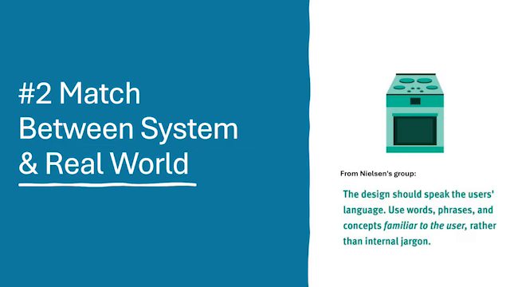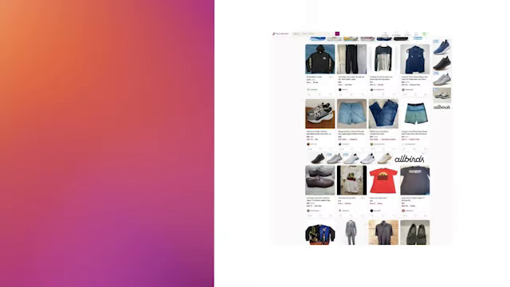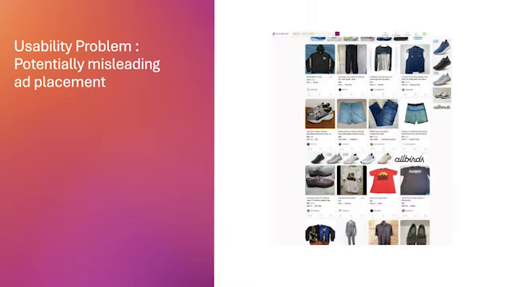Match between system and real world. Nielsen's group summarizes this principle as an application's user interface having a skeuomorphic design. An example of a skeuomorphic design is an Apple Watch having a UI design that resembles an analog watch. Posh-mark's ad placements sometimes violate this skeuomorphic design principle.